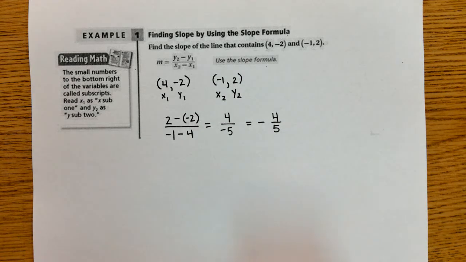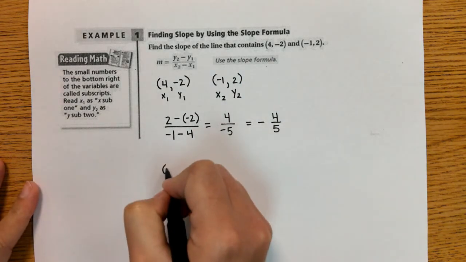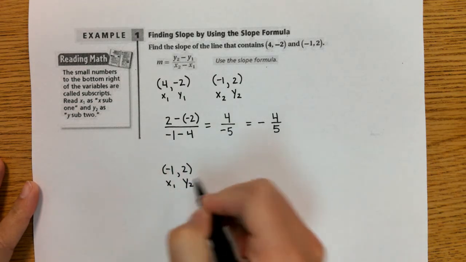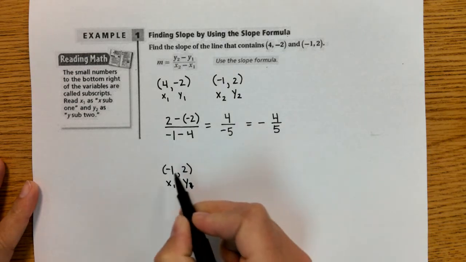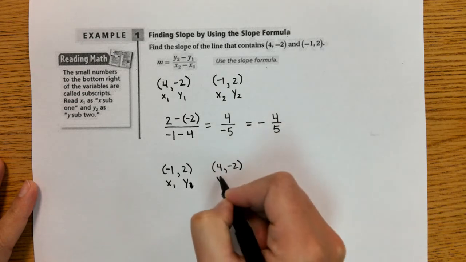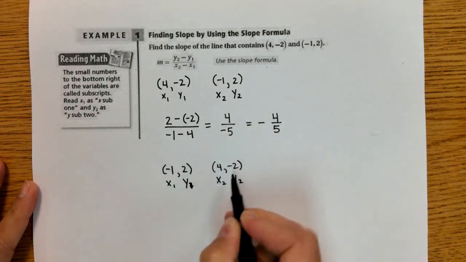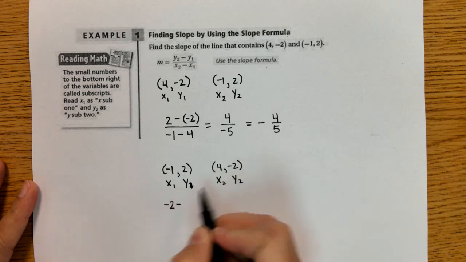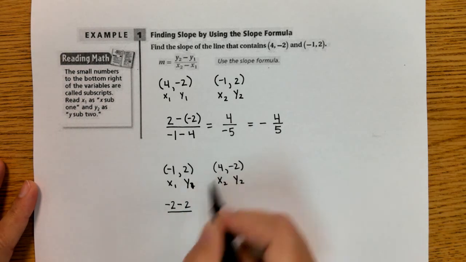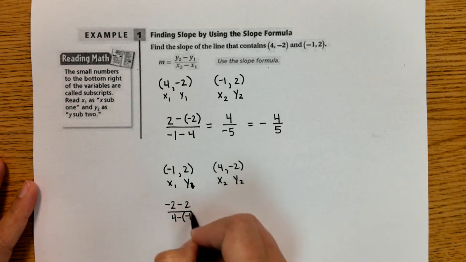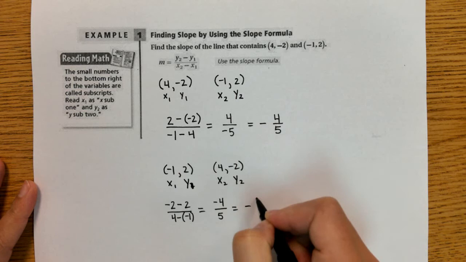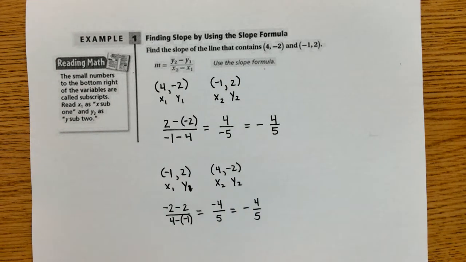Okay? And again, you can switch which one you have as your first coordinate. So I'm going to show you that as well, just so you can see it. So if I put negative 1, 2 as my first coordinate, and then 4, negative 2 as my second coordinate, so x2, y2, you'll get the same thing. So if I did negative 2 minus 2 up top, and then in the bottom 4 minus negative 1, up top I would get negative 4, in the bottom I would get 5, which is the same thing as negative 4/5. Okay, so both ways would work.